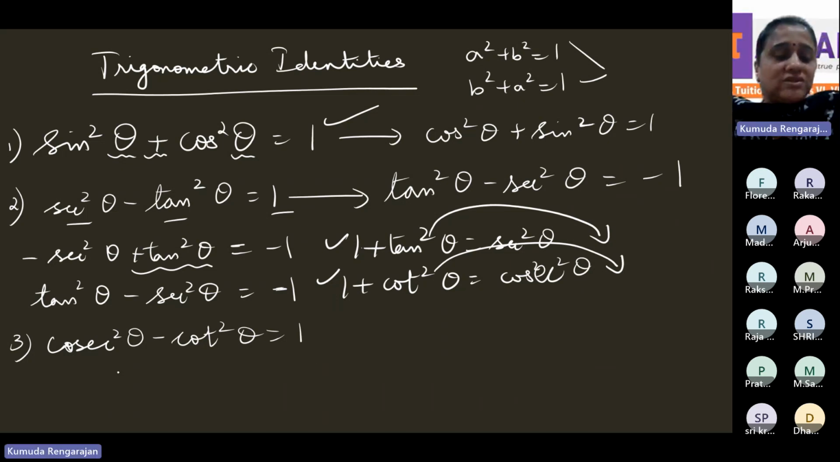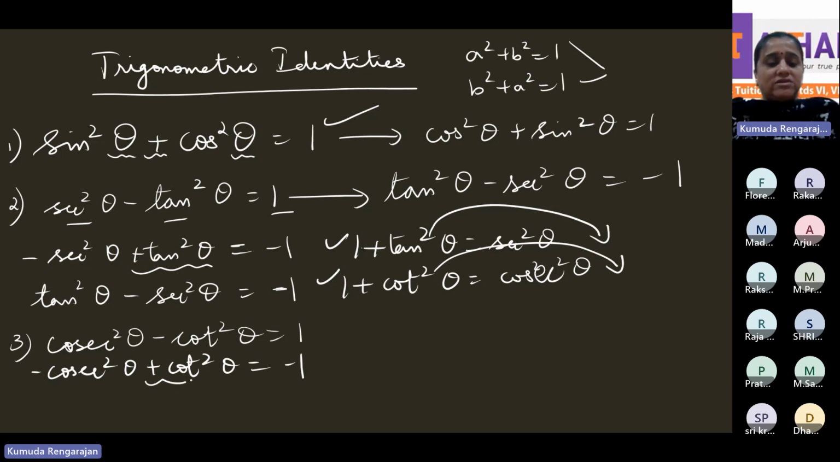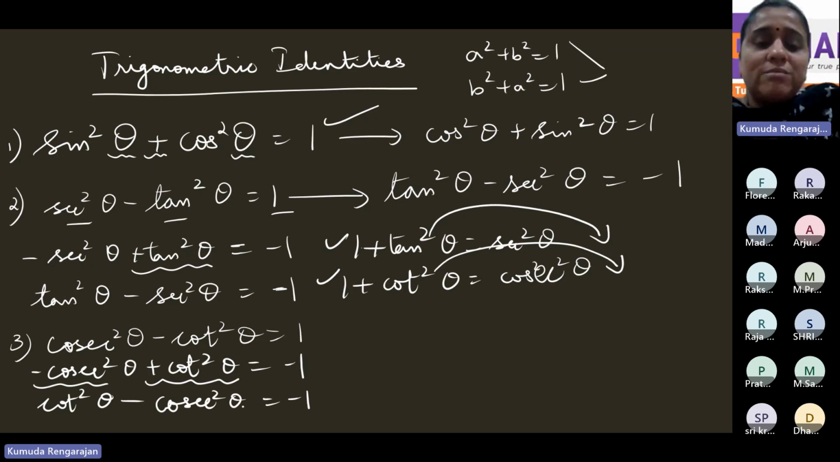Now, changing the signs on both the sides, you'll get minus cosecant square theta plus cot square theta is equal to minus 1. So we'll write the positive term first: cot square theta, and then minus cosecant square theta is equal to minus 1. So cosecant square theta minus cot square theta is 1, but cot square theta minus cosecant square theta is minus 1.